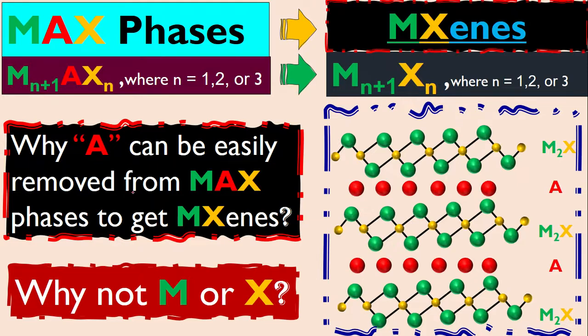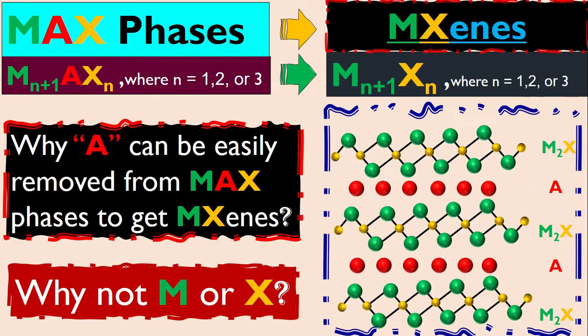Why can A be easily removed from MAX phases to get MXene? Because we know we get MXene from MAX phases. This is the MAX phase formula. When we remove this A, we get MXene. This is the MXene formula, right?